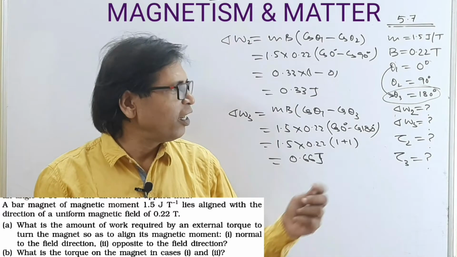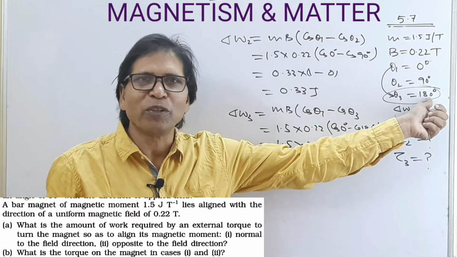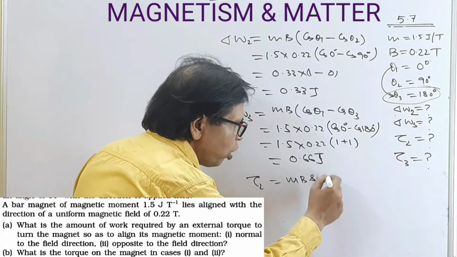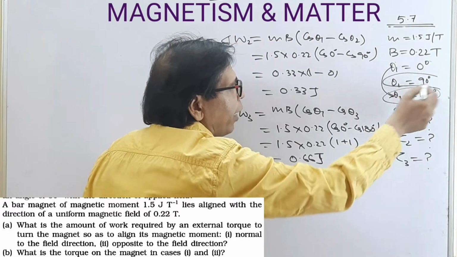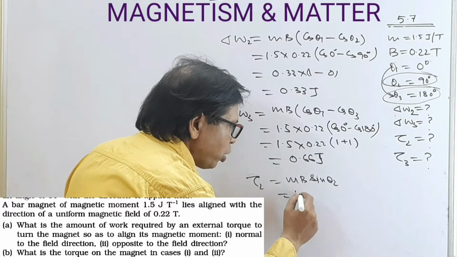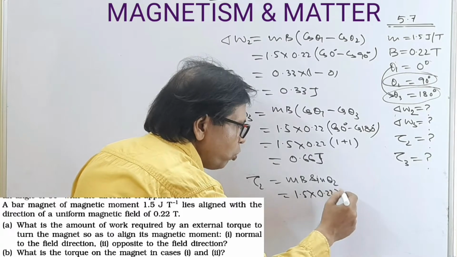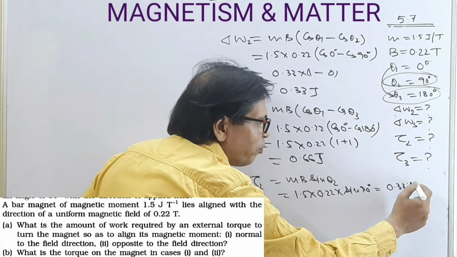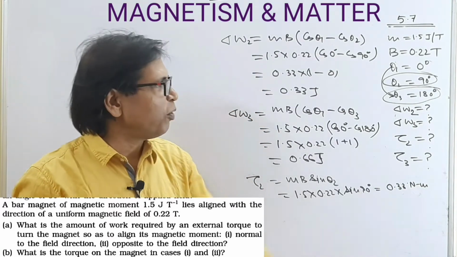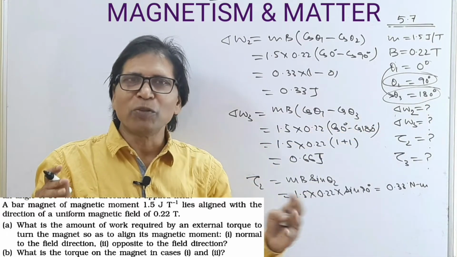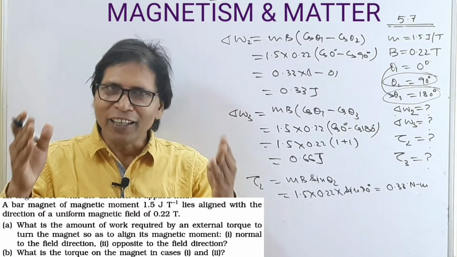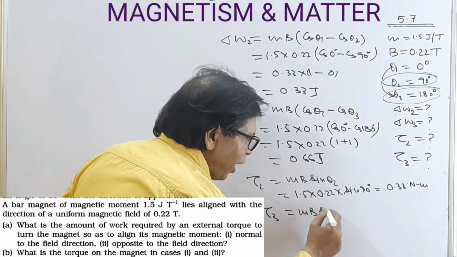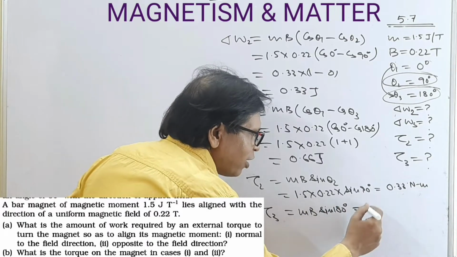Now the torque acting at these positions. The torque tau 2 equals mB sin theta 2, because we have to calculate the torque at this position. Here m equals 1.5, B is 0.22, and this is sin 90 degrees. This is 0.33 Newton meter, the torque acting on the dipole. Now at this position, we know sin 180 degrees equals 0. So the torque at this position, mB sin 180 degrees, is 0.